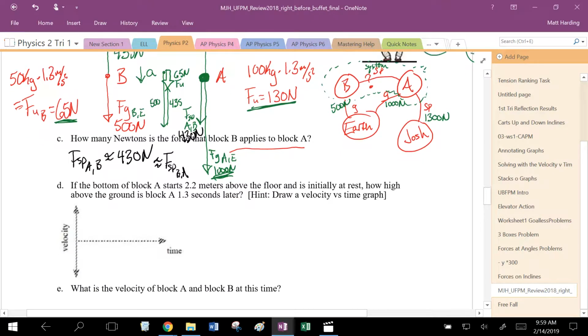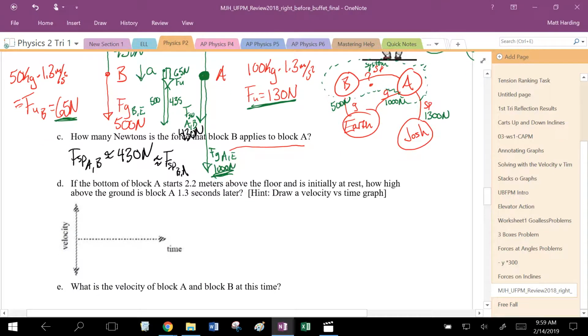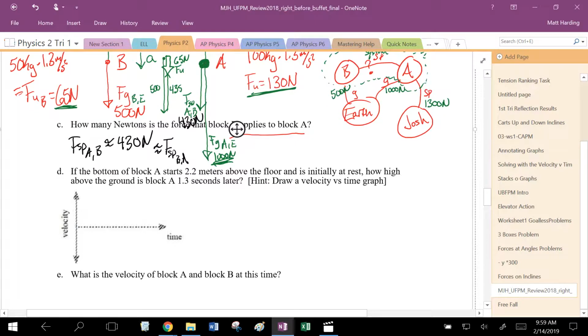And then there's some information down here in the bottom. The bottom of block A starts 2.2 meters above the floor. It's initially at rest. How high above the ground is block A 1.3 seconds later? So it starts at rest. If it says it starts from rest, your velocity-time graph starts at 0. It starts out 2.2 meters above the floor, and then we want to know, where is it 1.3 seconds later?